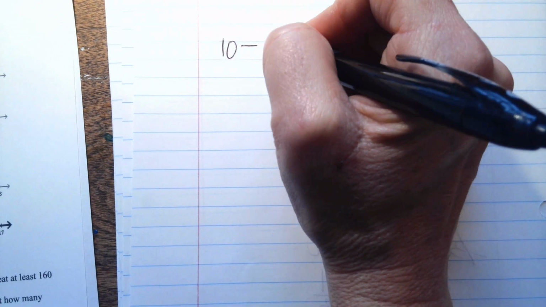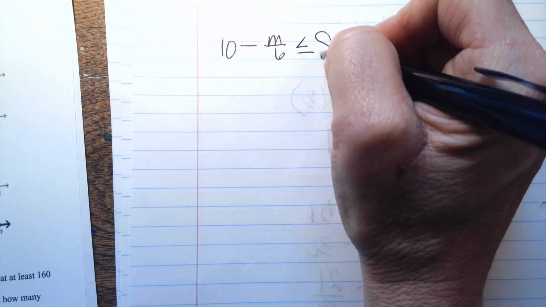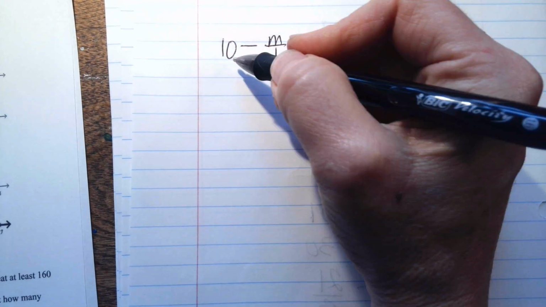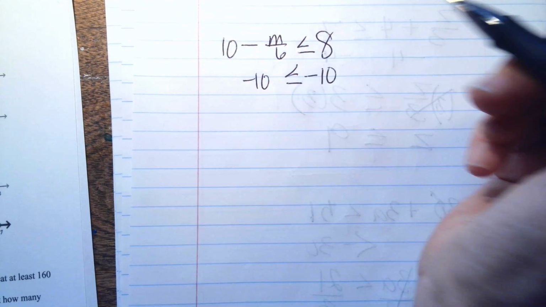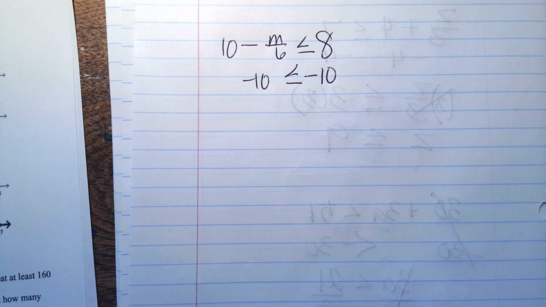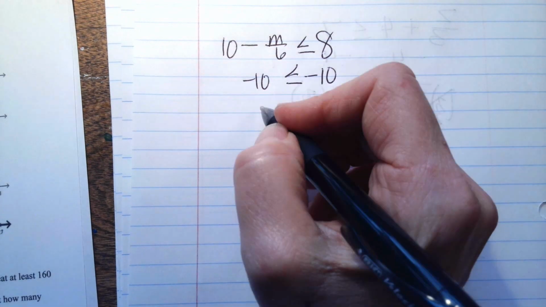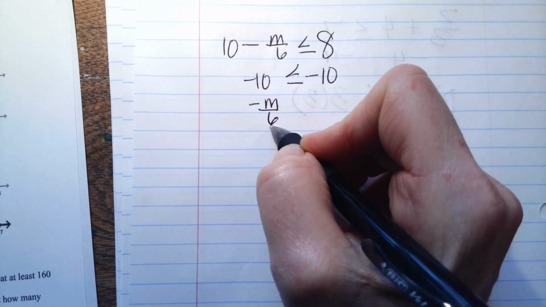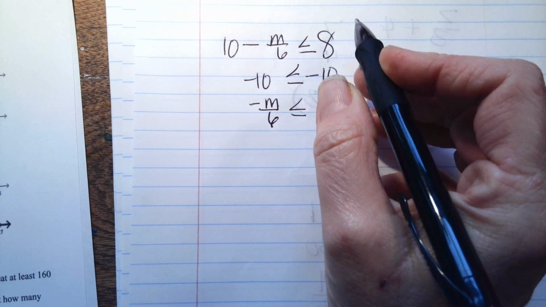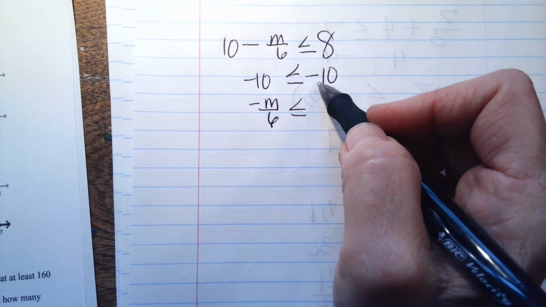All right, 10 minus m over 6 is less than or equal to 8. They're adding 10. I subtract 10. What I do to one side, I do to the other. This one is left with -m over 6.